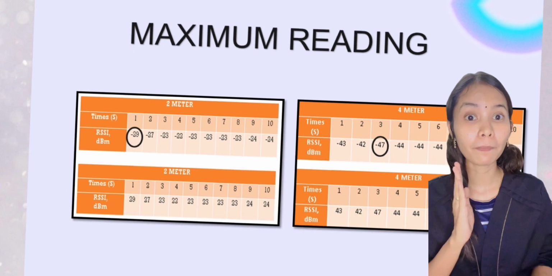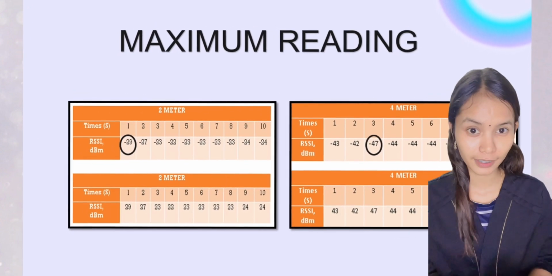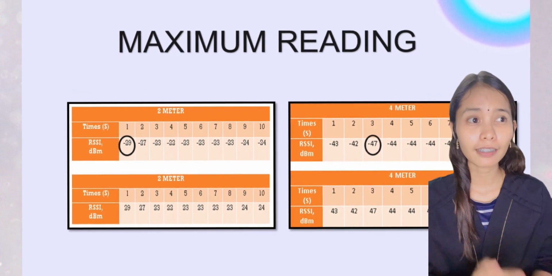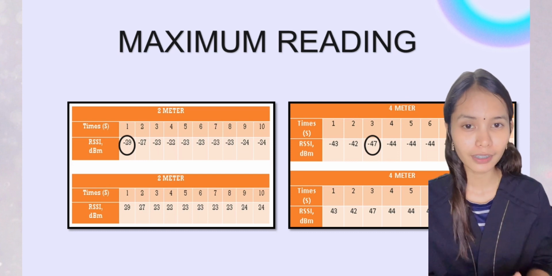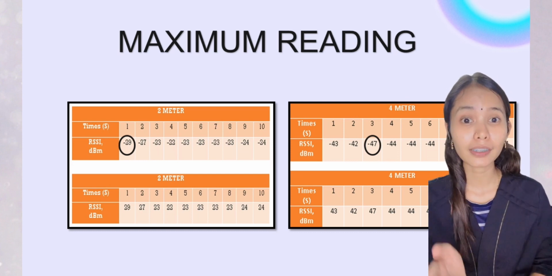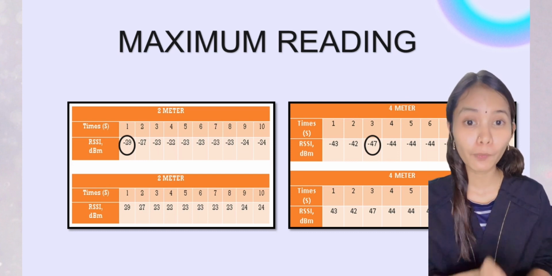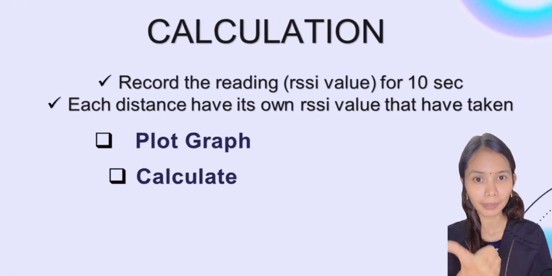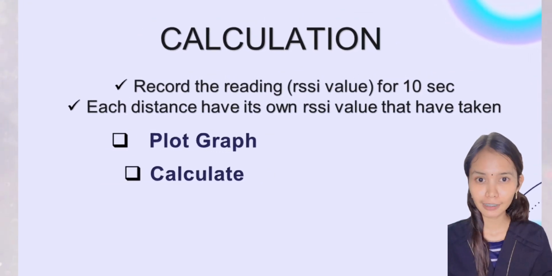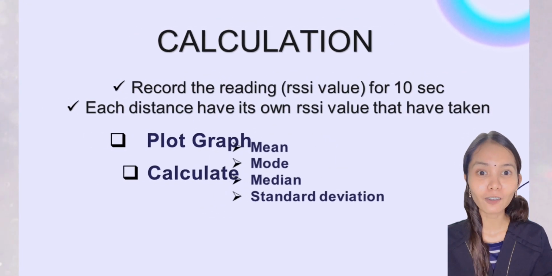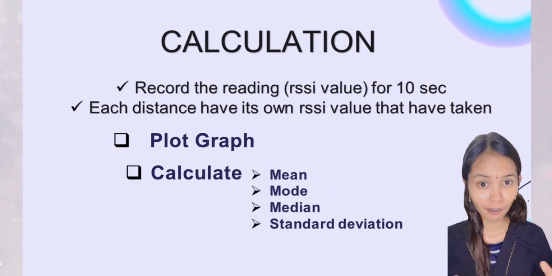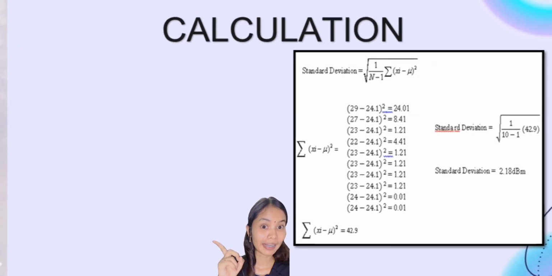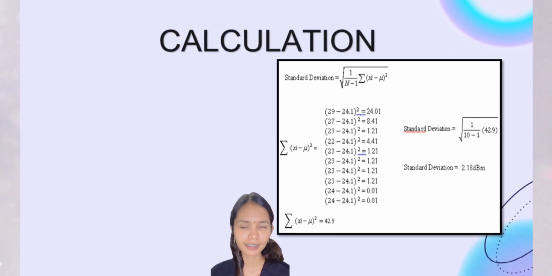After recording the RSSI value for both distances, I noticed that the maximum reading for 2 meters distance is 29, whereas the maximum reading for 4 meters is 47. From the data I have recorded, I also calculated the mean, median, mode, and standard deviation. From this, I also plotted two different graphs for my task. So, these are the calculations that I have done.